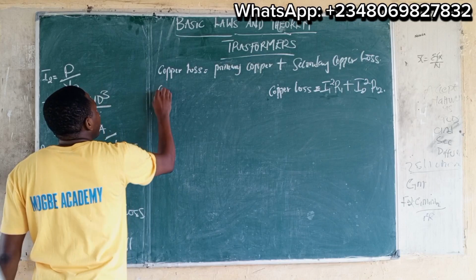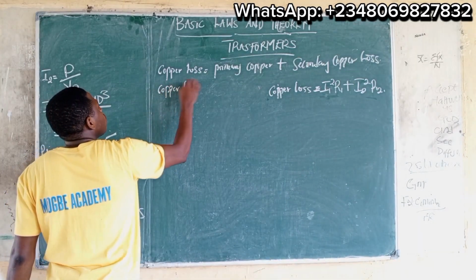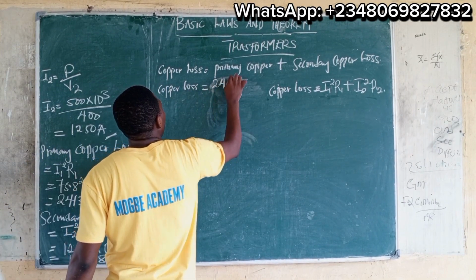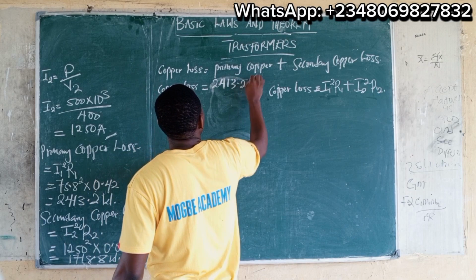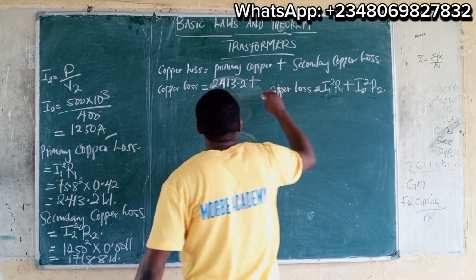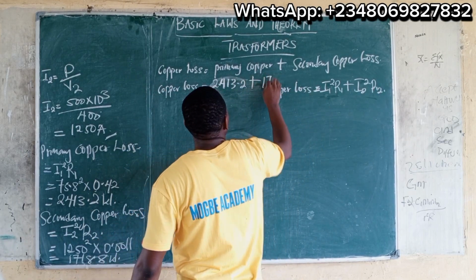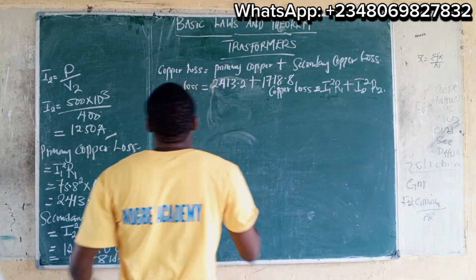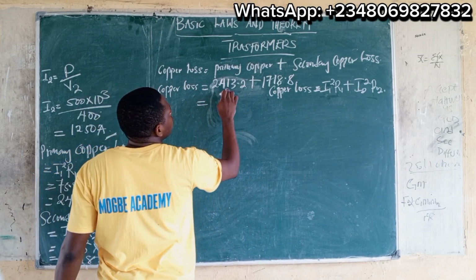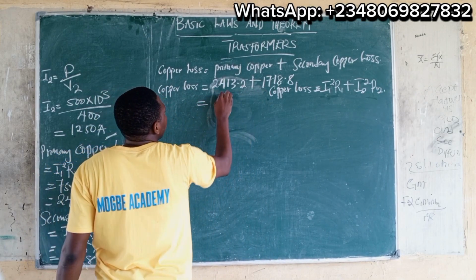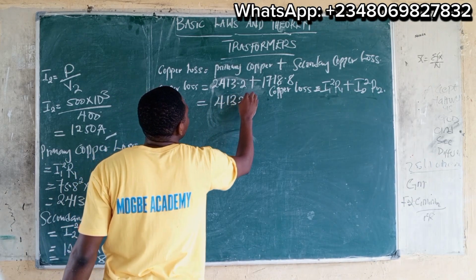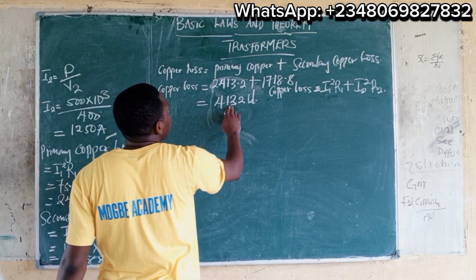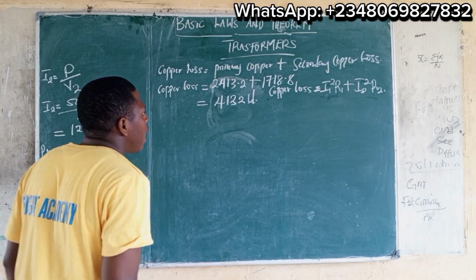So what is stopping us from adding both of them together? If you do that, you simply have your copper loss equal to 2413.2 plus our secondary copper loss, which is 1718.8. Now if you add this and this, you simply have 4132 watts. So we have our copper loss to be 4132 watts.